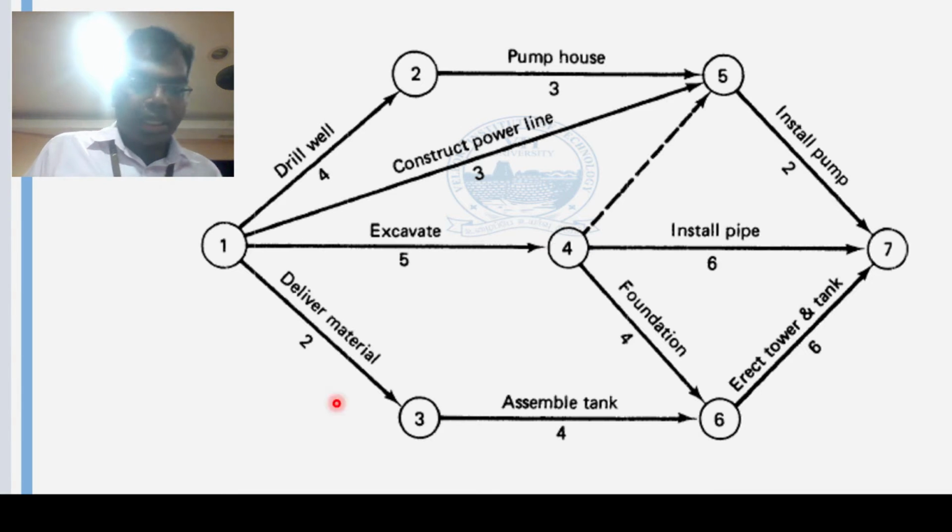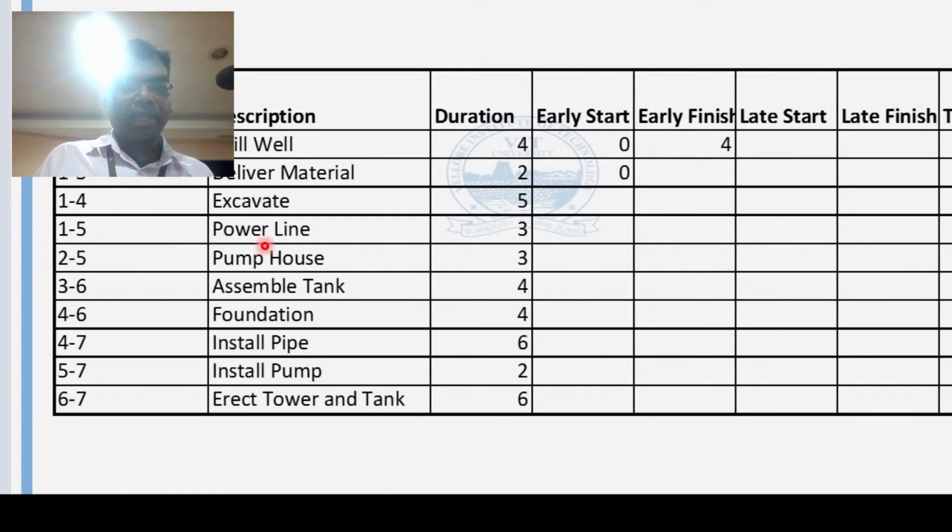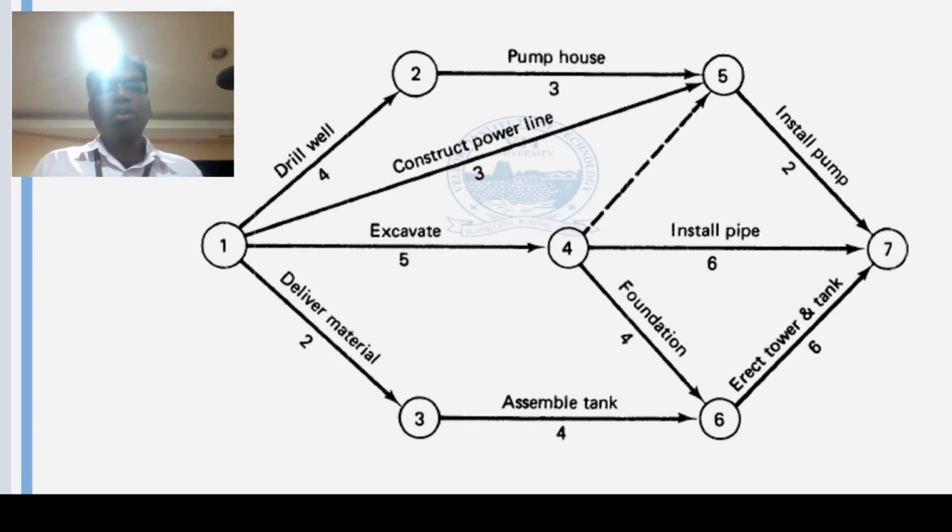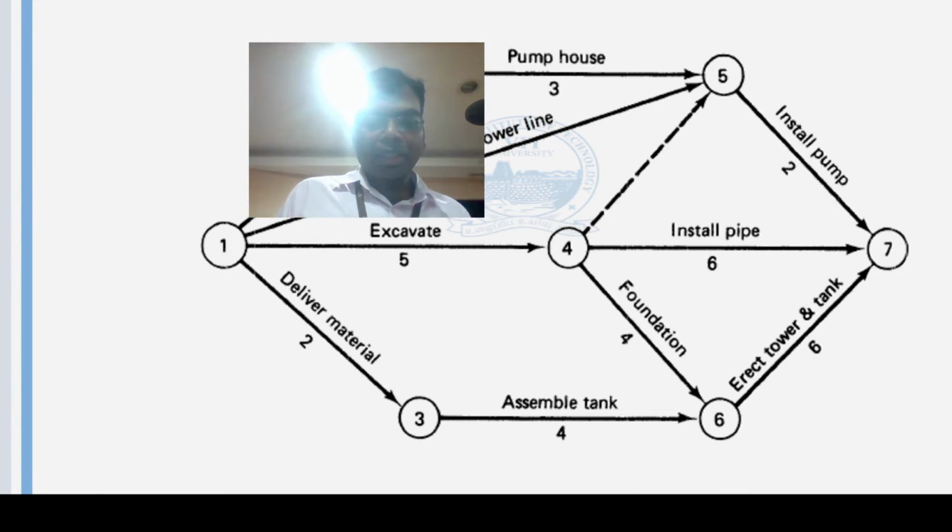Now I will also encourage, I hope you have been able to go through this. Just go through the other points also. The construction of power line, this is the duration, and it goes from 1 to 5. So you see, power line duration is 1 to 5. So on and so forth, all the things are marked.